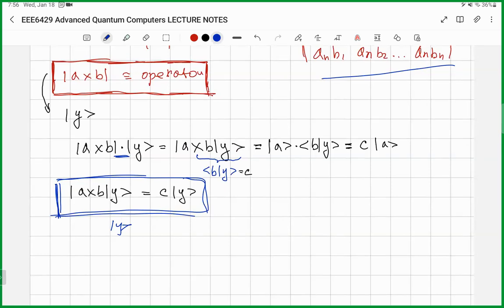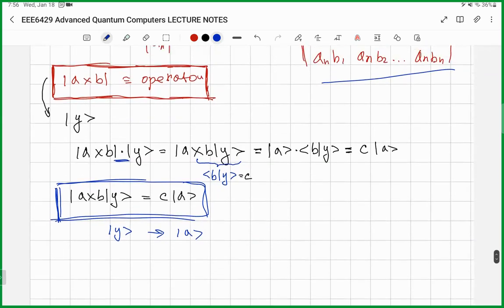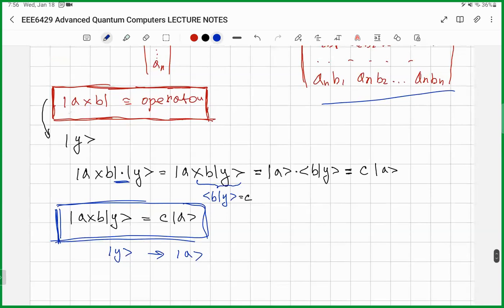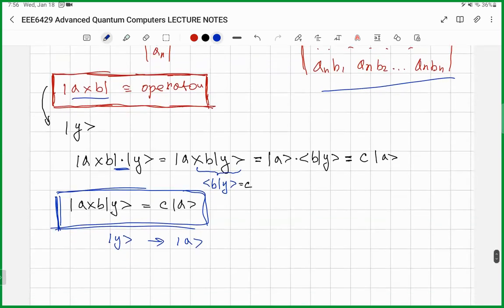I made a mistake here. So it's not a y, it's supposed to be a here, right? So this operator took one vector and changed that vector to another vector. So this is indeed an operator. And this ket-bra notation is the way we represent any operator using this language. Do you have any questions?